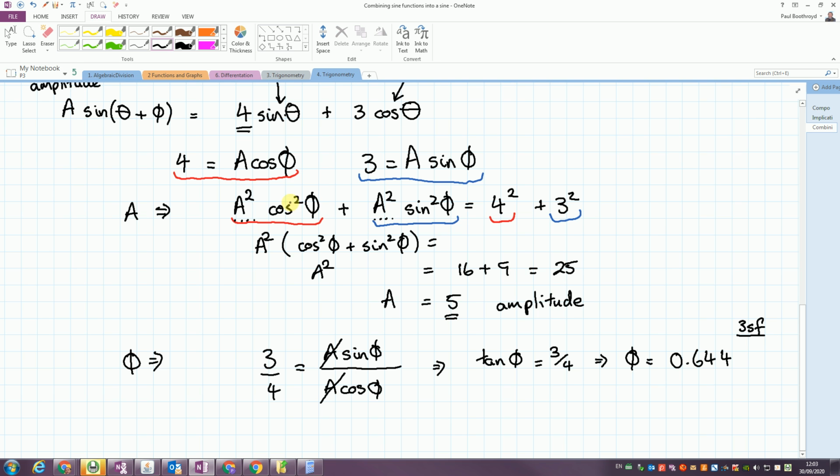So the final part of this is to say I can now write this function, the 4 sine theta plus 3 cos theta, as A is 5, sine of theta, because that's still the angle that's changing, plus 0.644 radians. And that is the same as a function with 4 sine theta plus 3 cos theta. And I'll show you that on my GeoGebra on a fresh screen.